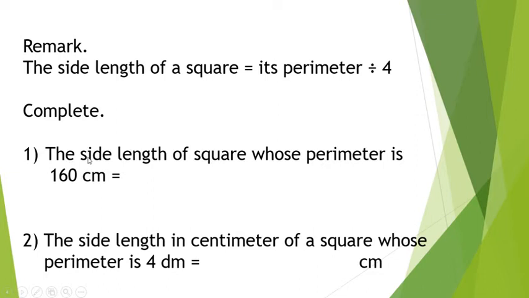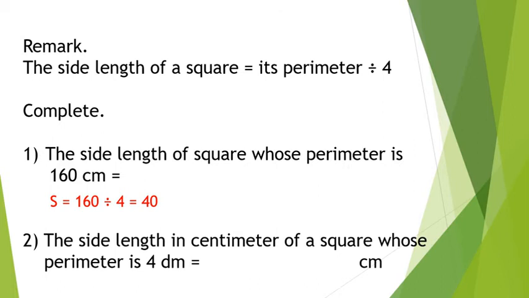Complete. The side length of square whose perimeter is 160 centimeters. I have here the perimeter. I want to find the side. Then the side equal perimeter divide 4. 160 divide 4 equal 40 centimeters, right?